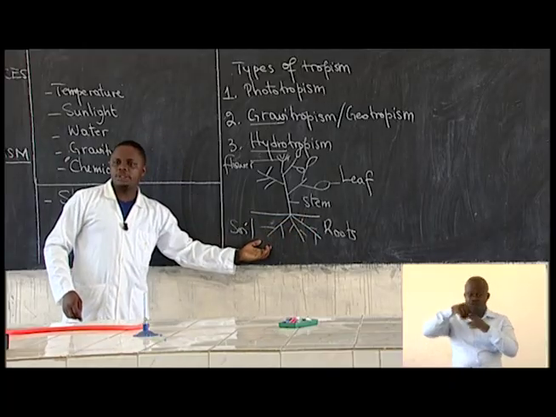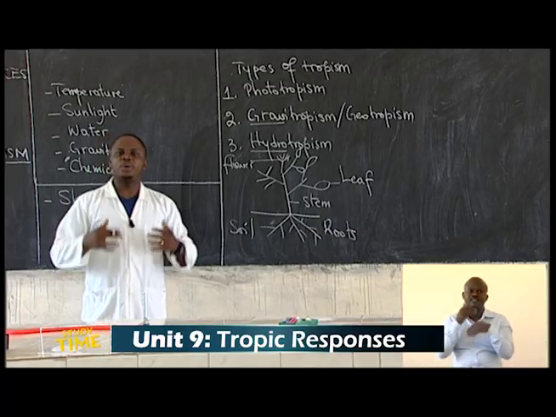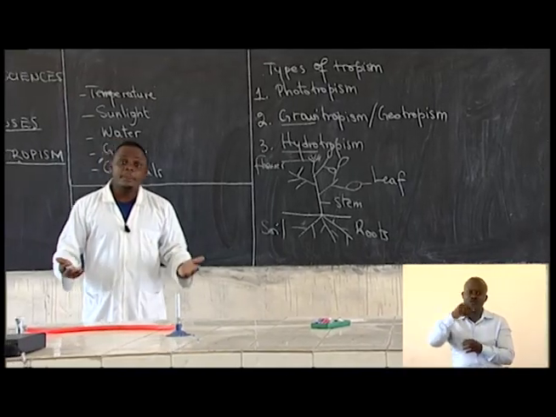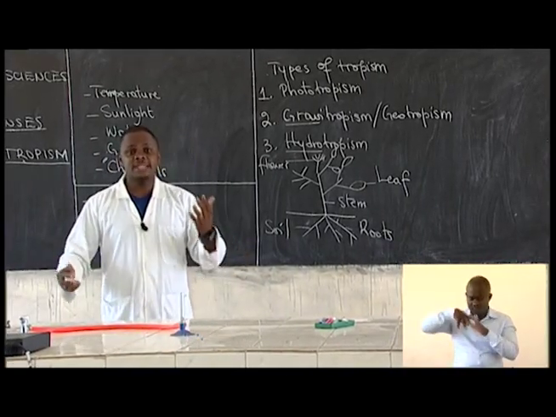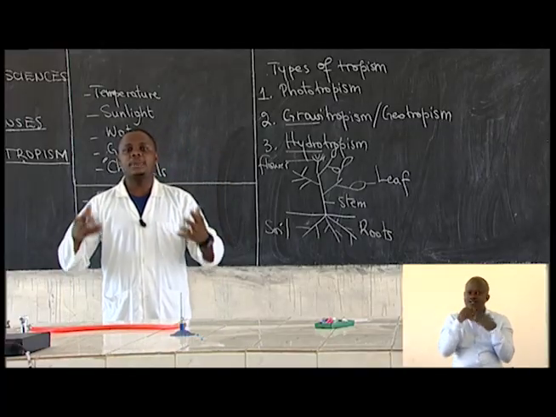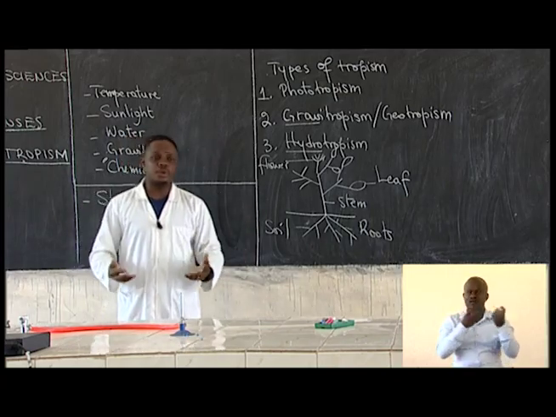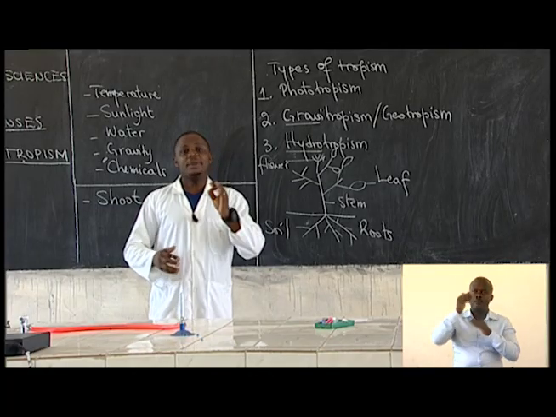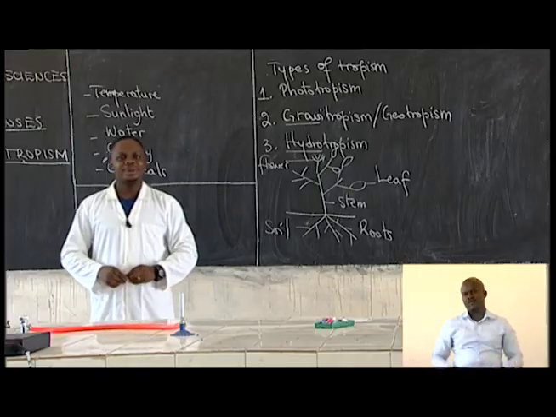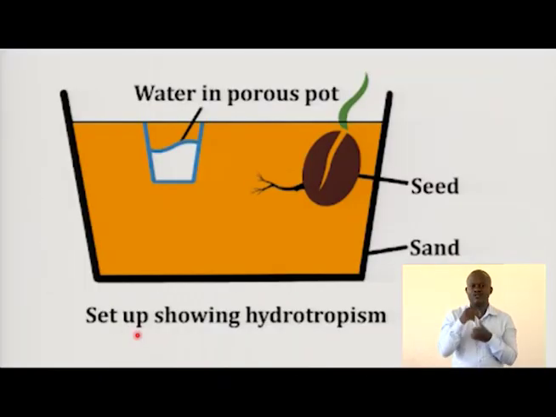Roots underground will grow towards water, and that is what we call positive hydrotropism. Remember, plants need water. Water is needed in the process of photosynthesis. Water is needed to cool the plant. Water can be used to transport different mineral salts to upper parts of the plant, meaning water is very important. So that's why we study the third type called hydrotropism.